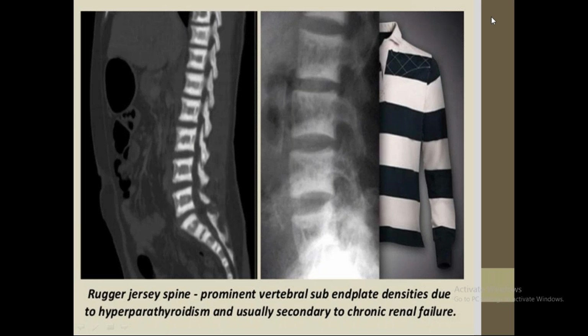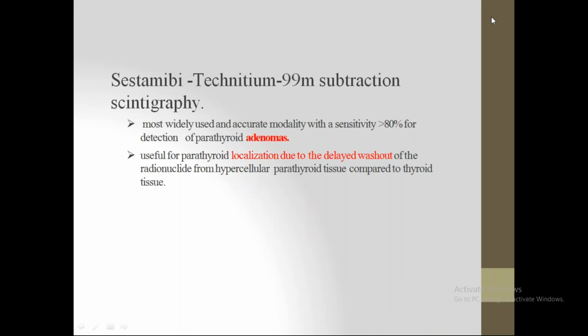There's one more method by which you can identify parathyroid adenoma. It is called technetium sestamibi subtraction scintigraphy. It is the most widely used and accurate modality, with sensitivity of more than 80% for detection of parathyroid adenomas. It is useful for parathyroid localization due to delayed washout of the radionuclide material from hypercellular parathyroid tissue compared to normal thyroid tissue. Basically, since the cells are hypercellular, the time required for the dye to get washed out from the gland is delayed. So that is the main principle by which you localize the adenoma.